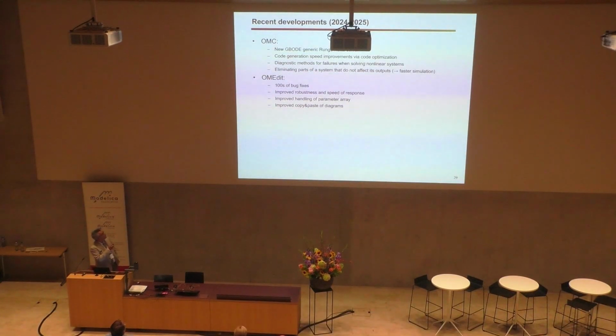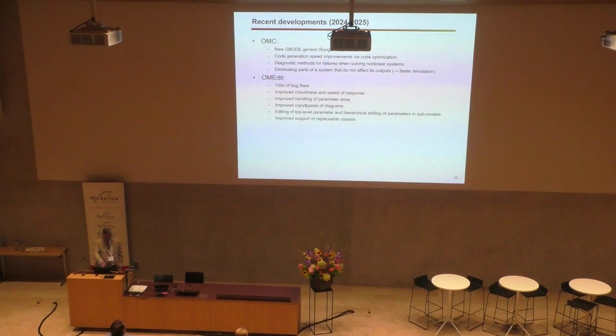OMEdit has been improved a lot. There are hundreds of bug fixes. So if you're still using 1.23.1, please always update to the latest version. It's worth it. There are two releases coming out, one in spring and one in late autumn. We improved the robustness and the speed of response. Now we have decent handling of parameter arrays, which was a bit weak. Sometimes it even generated illegal Modelica code. That was not good. We also improved copy and paste, so it's now really usable.